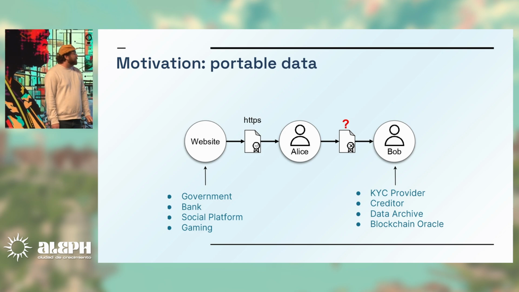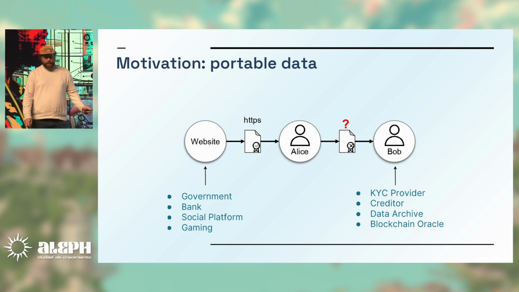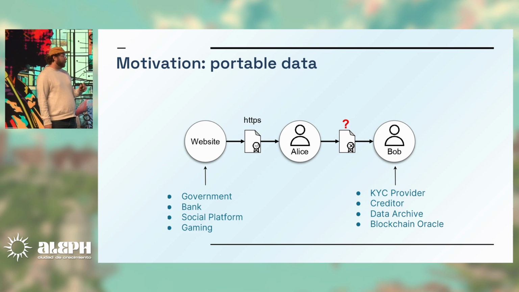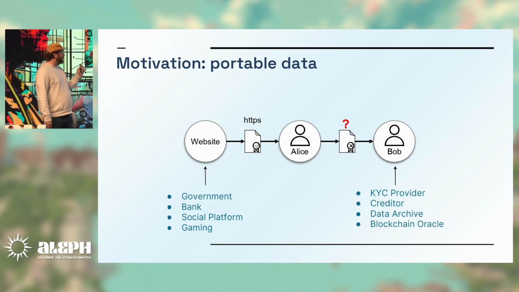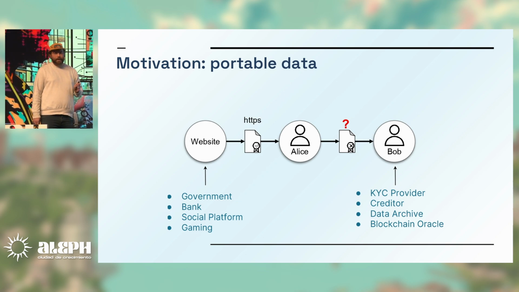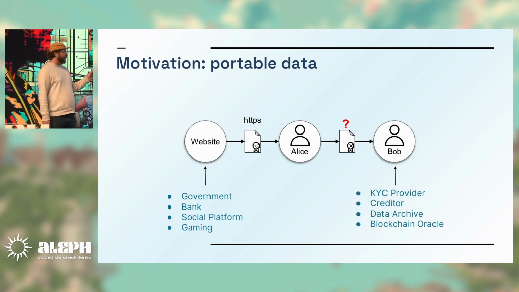So the motivation behind TLS-Notary is just making all Web 2 data portable. So the current problem with Web 2 data nowadays is, say Alice wants to prove some sort of data from her government, like say she wants to prove her identity or some banking information. If Bob's like a mortgage lender or something like that, Bob has no guarantees that the data that Bob is receiving from Alice is authentic.